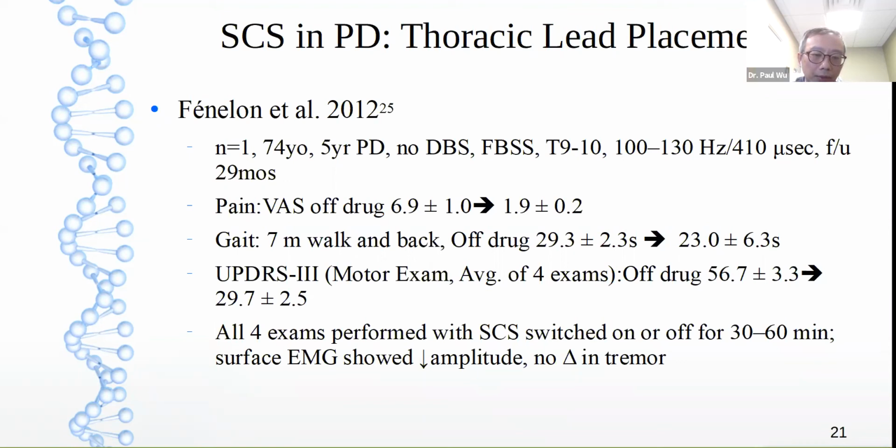In the Unified Parkinson's Disease Rating Scale motor examination, there was also improvement without using a drug, just using spinal cord stimulation. It improved from 56.7 to 29, and the examinations were all performed with spinal cord stimulation switched on or off for 30 seconds, 30 to 60 minutes. However, tremor did not change when trying to follow with surface EMG.